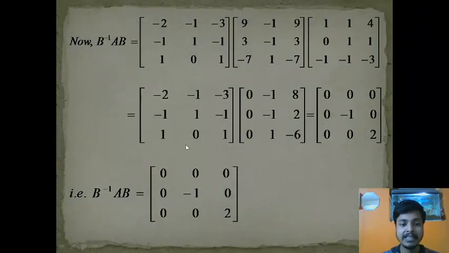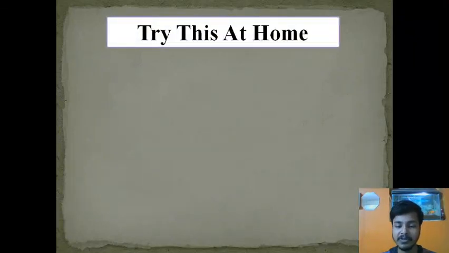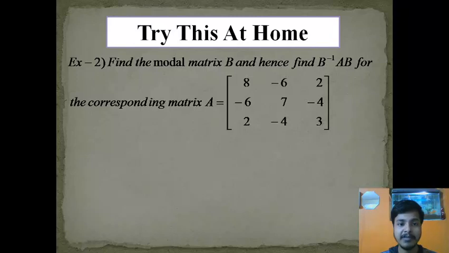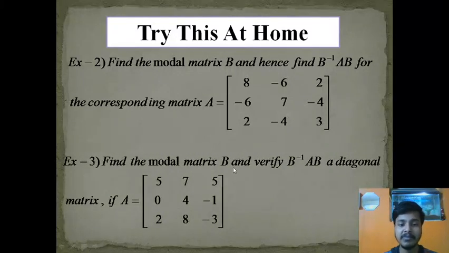Now, as this is mathematics, the best way to learn mathematics is to do mathematics. So we have a learning by doing activity for each one of you, meaning we have a try this at home problem for you. Find the modal matrix B and hence find B inverse AB for the corresponding matrix. Exactly the same problem, only the matrix has changed. The same example can also be asked like this: find the modal matrix B and verify that B inverse AB is a diagonal matrix.